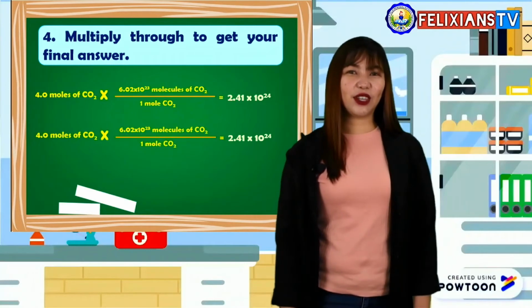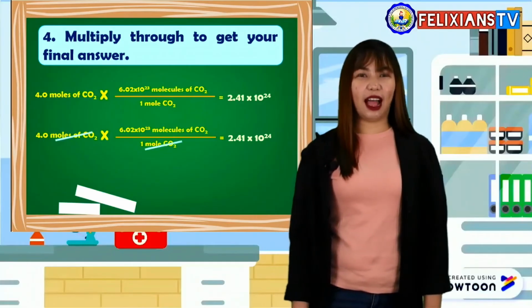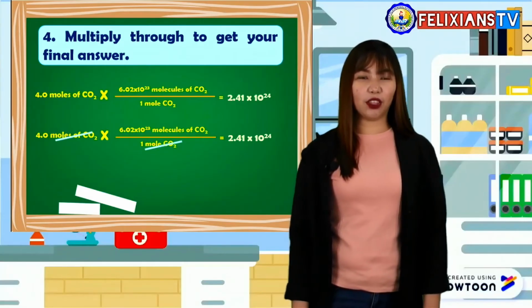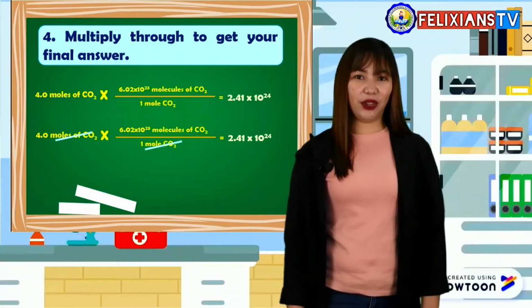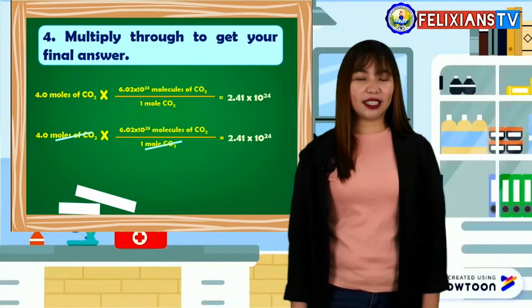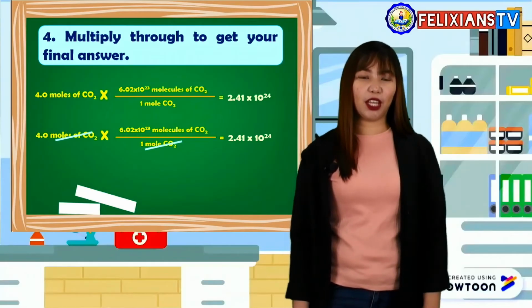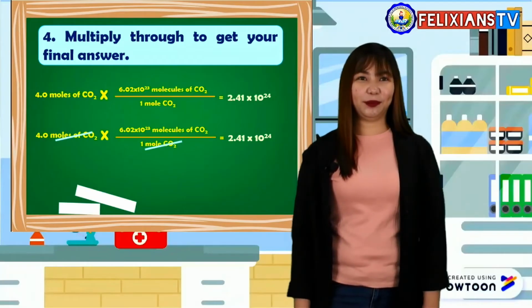Don't forget to cancel the undesired unit. A unit will be canceled out if it appears in both the numerator and the denominator during the equation. We will cancel the undesired unit. In this case, the undesired unit that appears in both the numerator and denominator is mole of carbon dioxide.